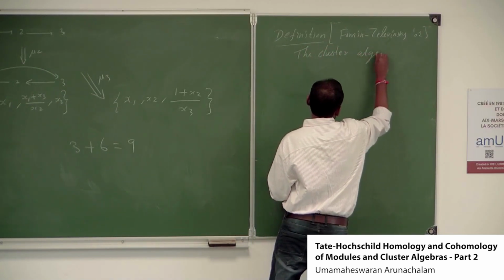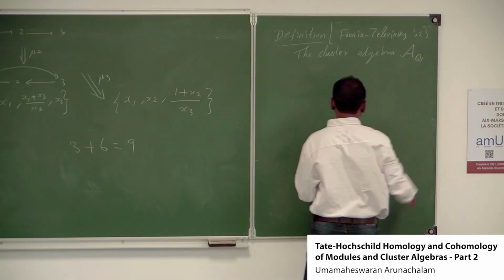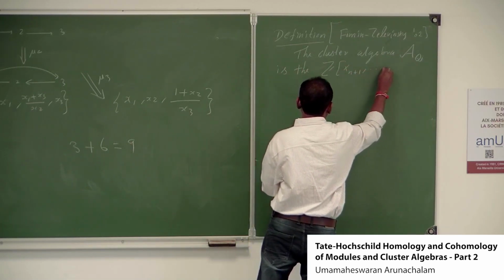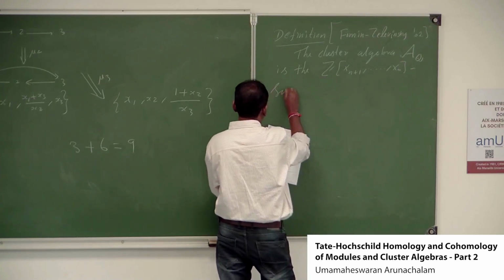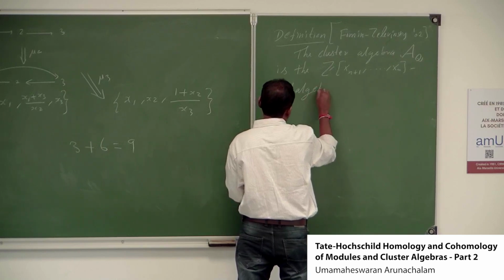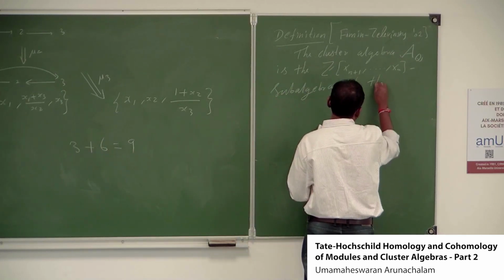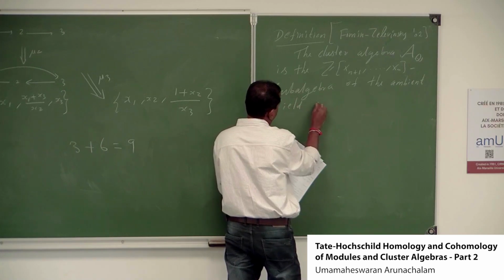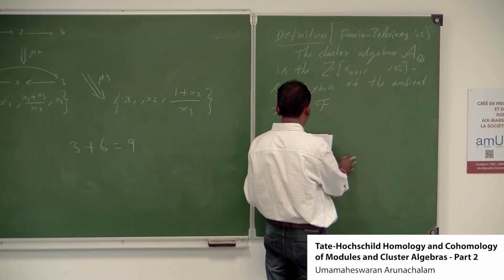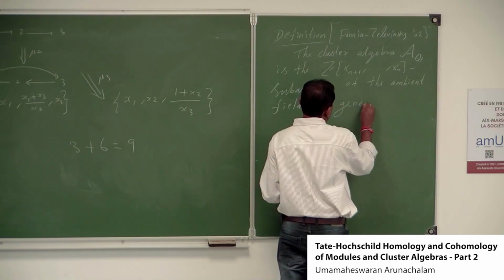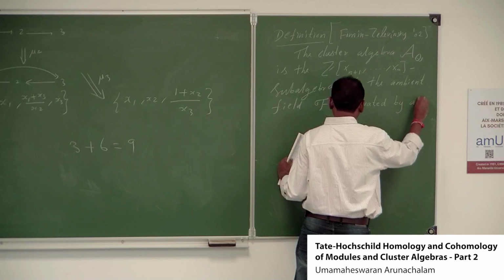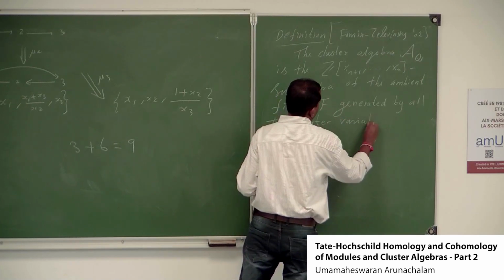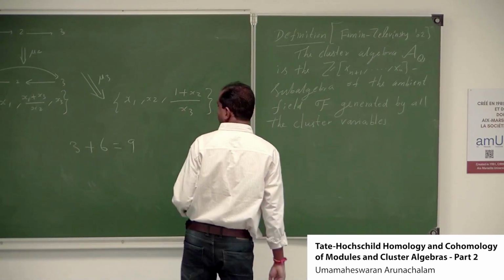The cluster algebra AQ is the subalgebra of the ambient field F. Your AQ is a subalgebra of F generated by all the cluster variables. So this is your example.